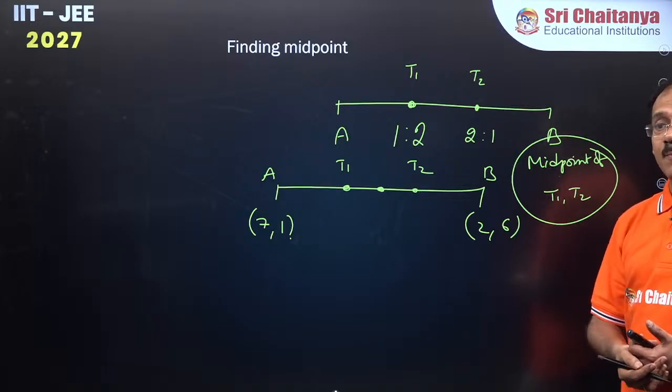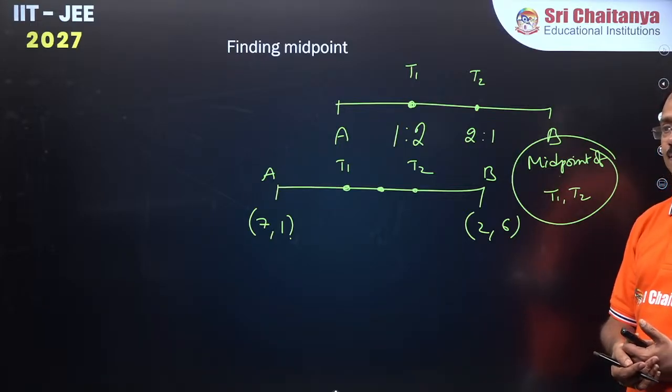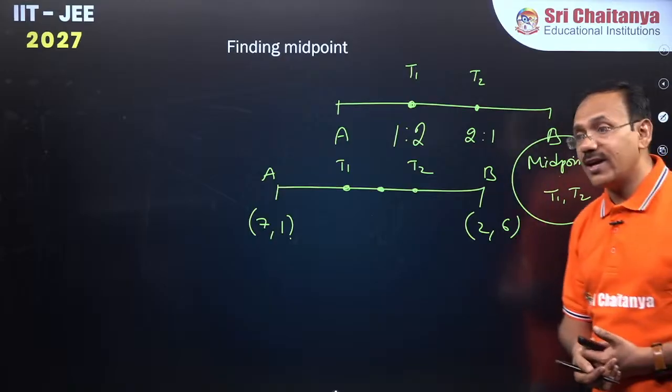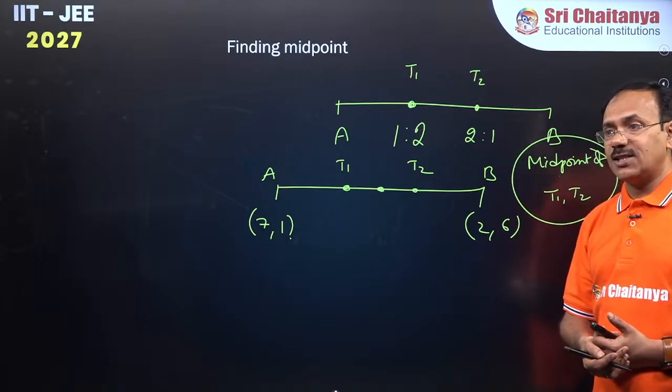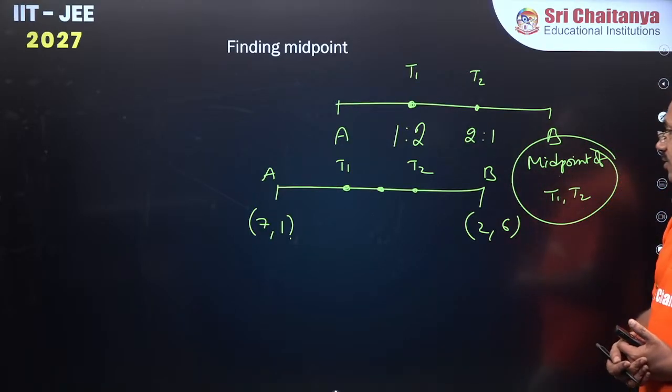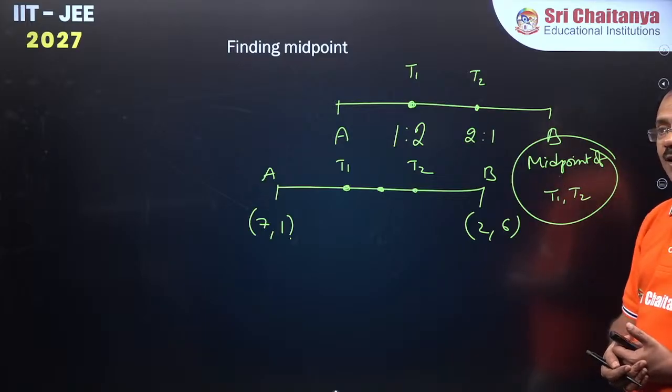Can I get the midpoint of T1, T2? All of you? Quick. I am expecting an answer from most of you. So, can I get the answer quickly?